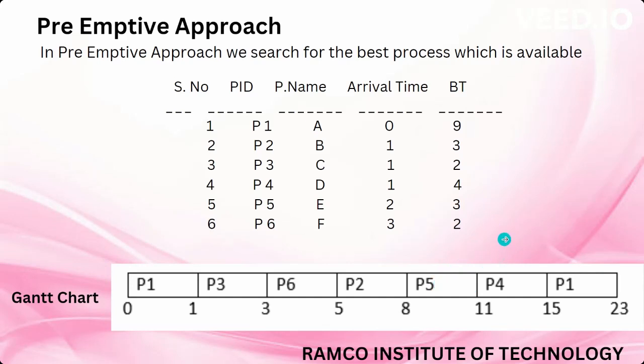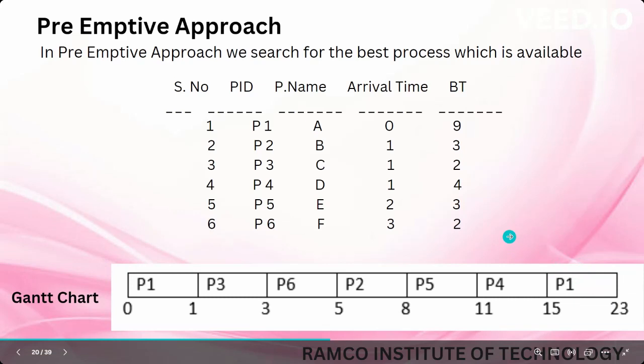So the next process will be P4. P4 burst time is 4, so P4 will be executed for the next 4 units of time. So the completion time of P4 is 15. The last process is P1. P1 has the remaining 8 units of time, so it will be scheduled next. P1 will be executed for the next 8 units of time. So the completion time of P1 is 23.